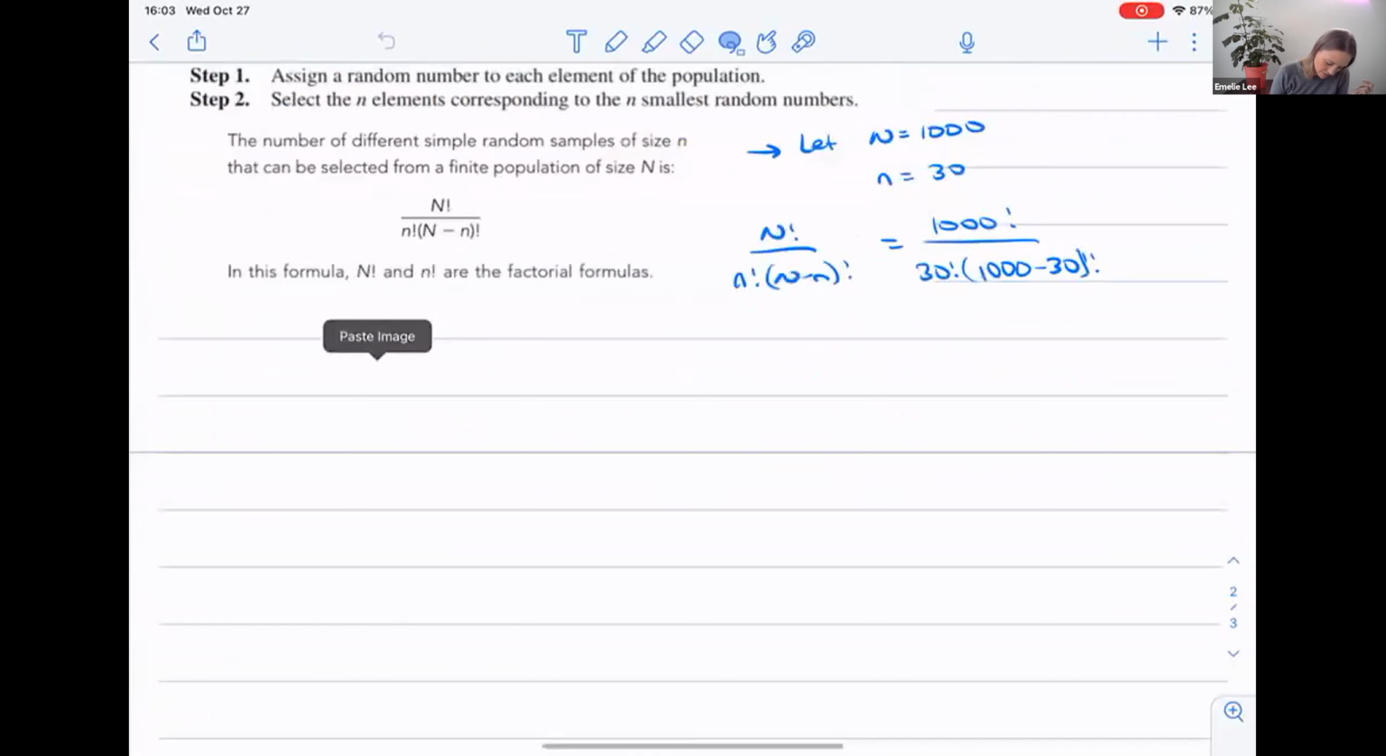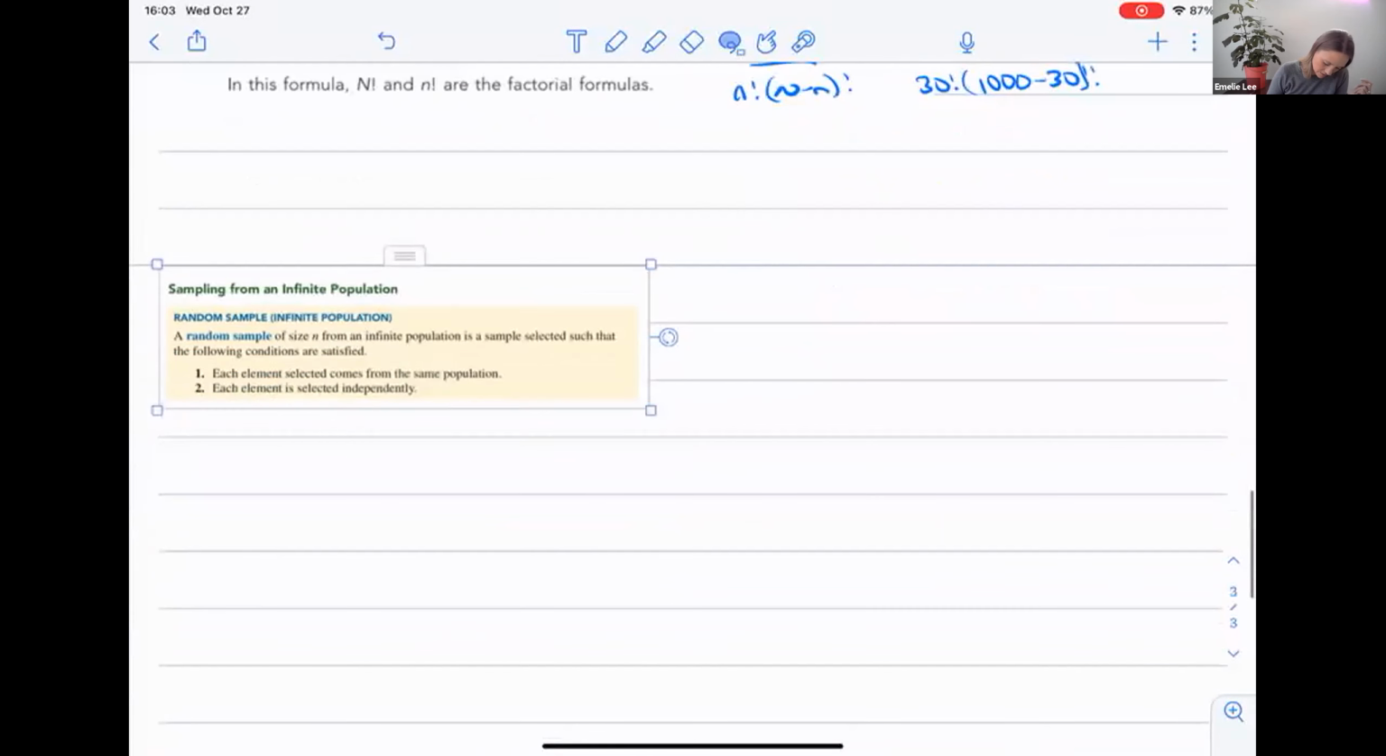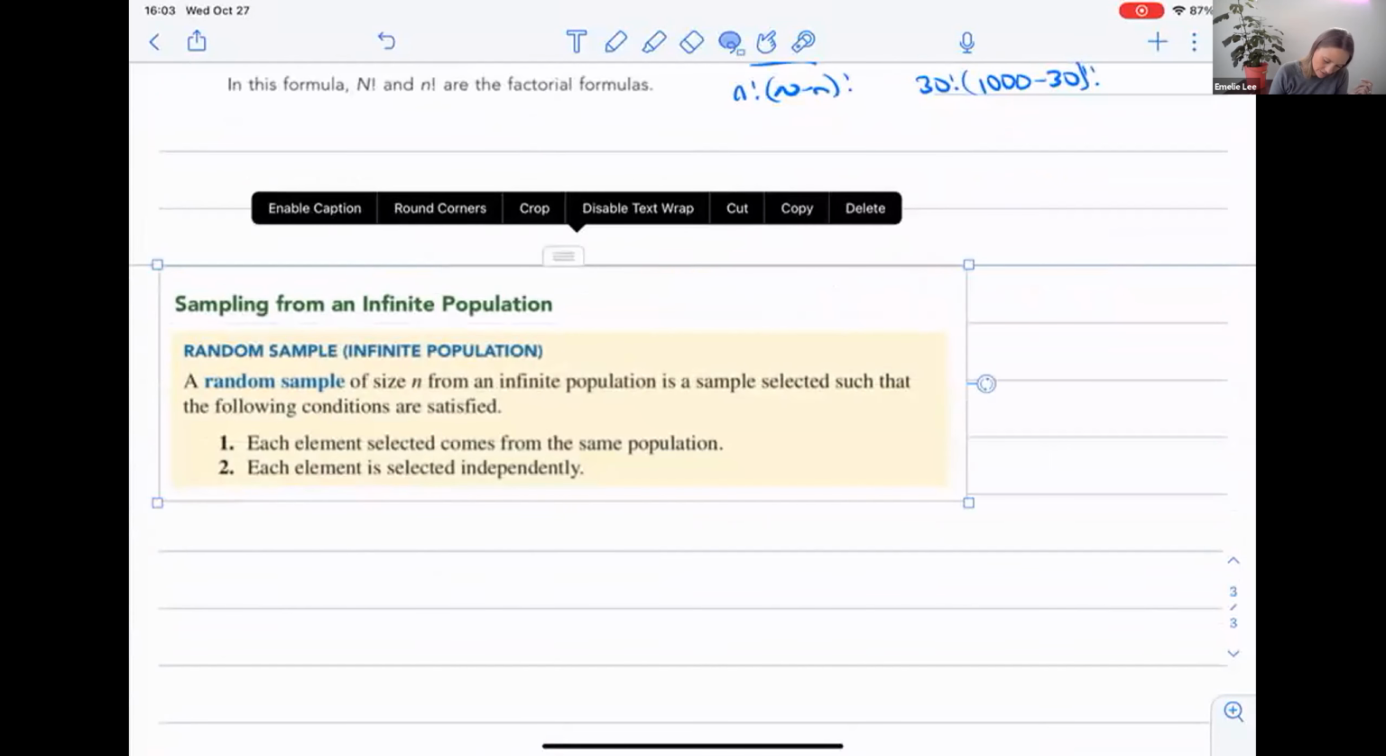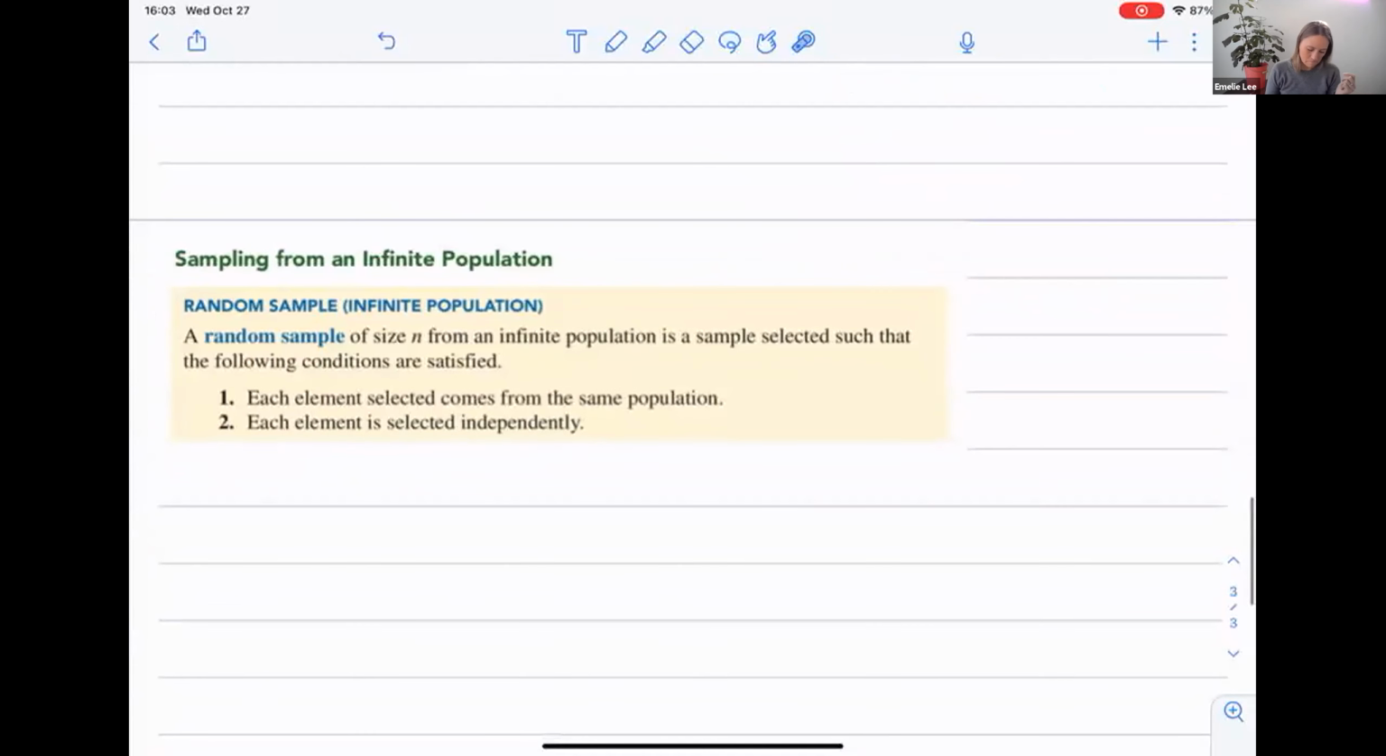Let's focus on this for now. So if we're sampling from an infinite population, we can't possibly get a handle on this entire population. So then we're sampling from an infinite population.